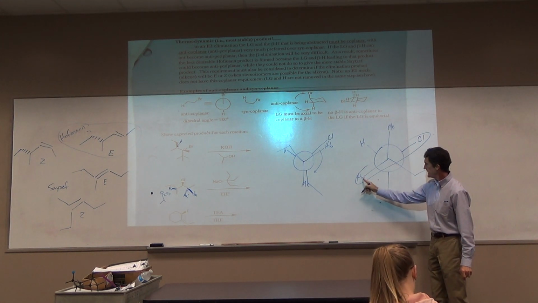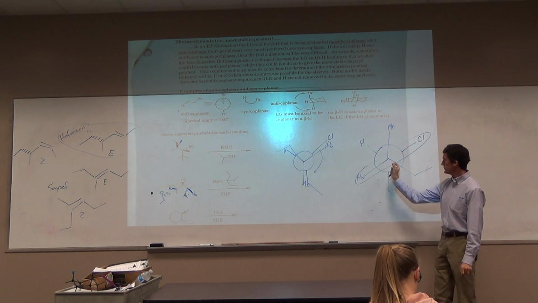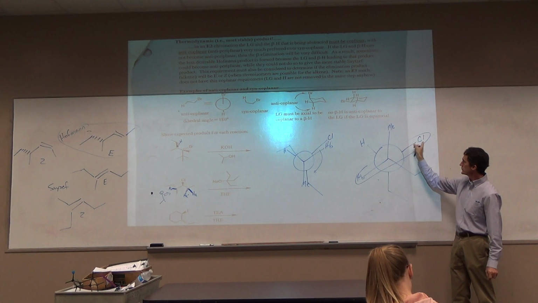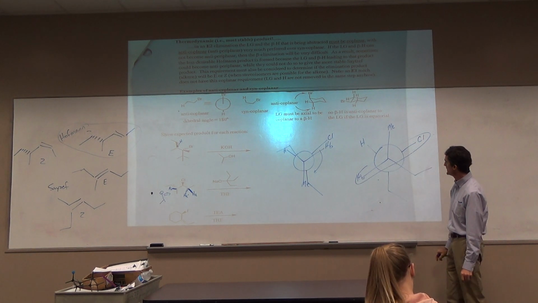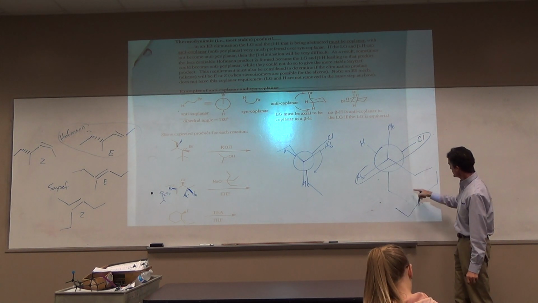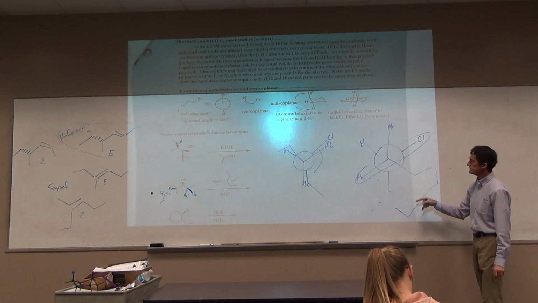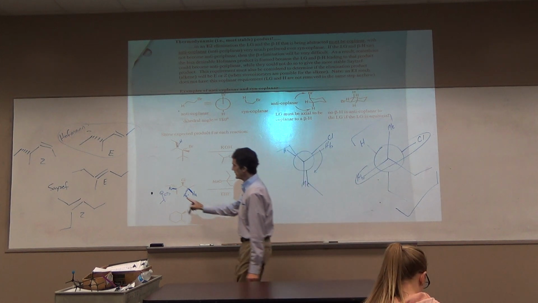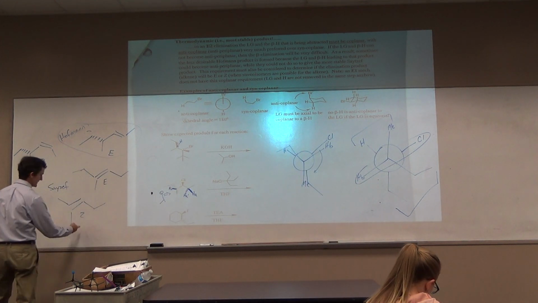The base takes the H. The electrons move in between the two carbons. You can't see the two carbons. And kick off the chlorine, all in a concerted step. The two ethyls are on the same side. The H and the methyl are on the other side. Which one is it? Z.